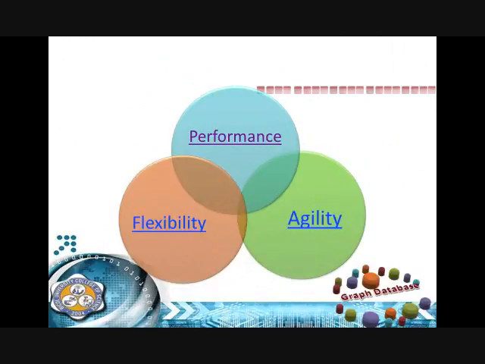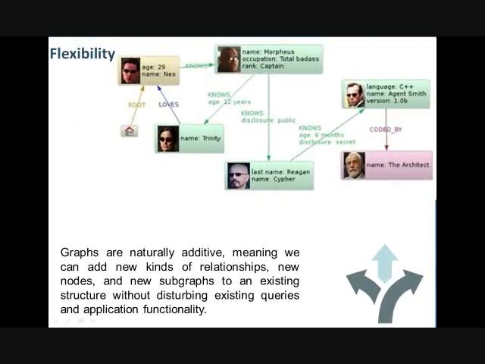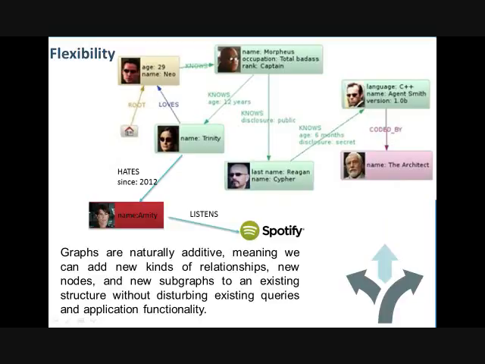Going on to the second, we have flexibility. Graph databases differ in that the data is the structure. This provides a level of flexibility and resilience that is a great match for today's fast-moving business and agile development methods. So graphs are naturally additive, meaning we can add new kinds of relationships, new nodes, and new subgraphs to an existing structure without disturbing existing queries and application functionality. You can add any bits of data on any nodes.